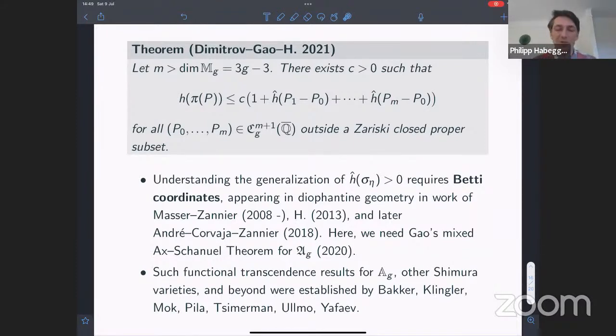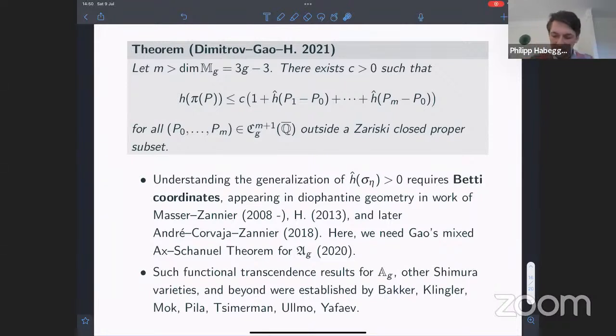it requires, for example, the machinery of Betti coordinates, which was, I think, probably first used by Masser and Zannier in the context of Diophantine geometry, in the result I mentioned a few slides before, and then later studied by myself. André, Corvaja, and Zannier did a systematic study in 2018.